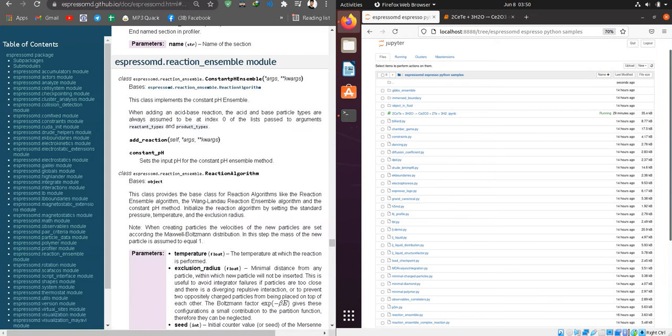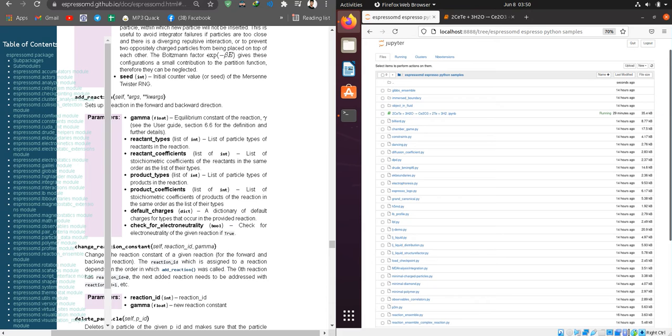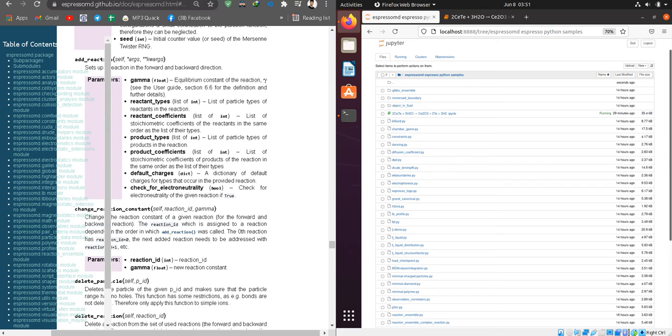Now I went to the ESPResSo module, and I read about the symbol module, where we can see that the parameter gamma requires the equilibrium constant, and types like how many species, and coefficients like stoichiometric coefficients, product coefficients, before charges. I will be showing that.